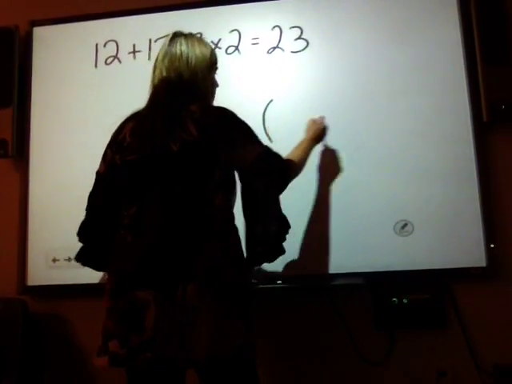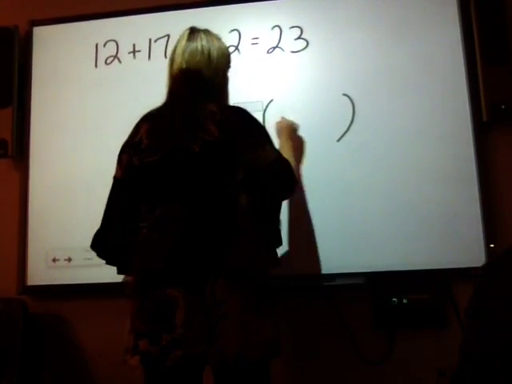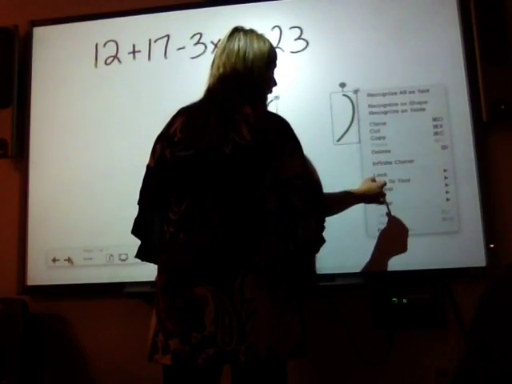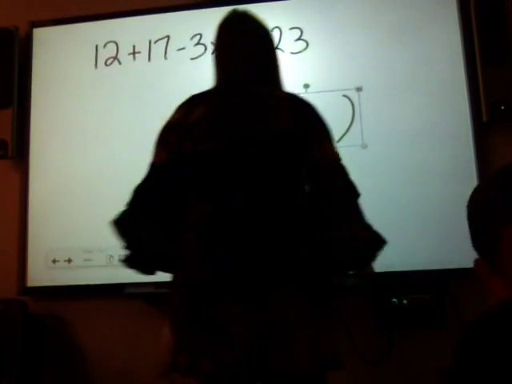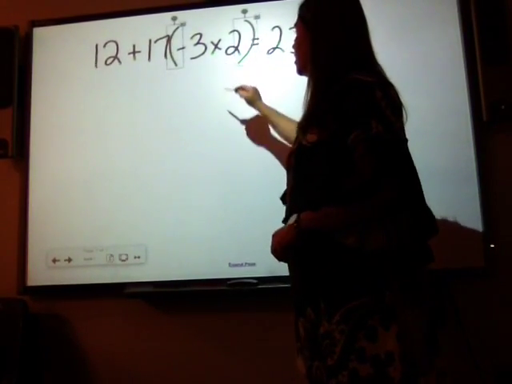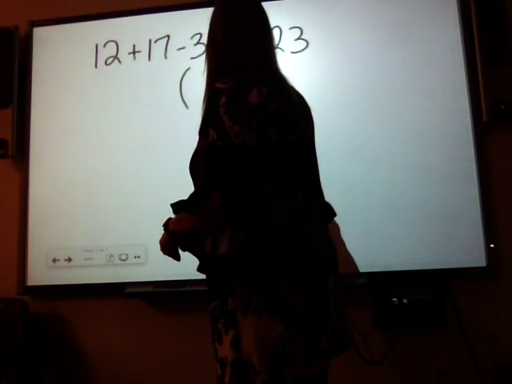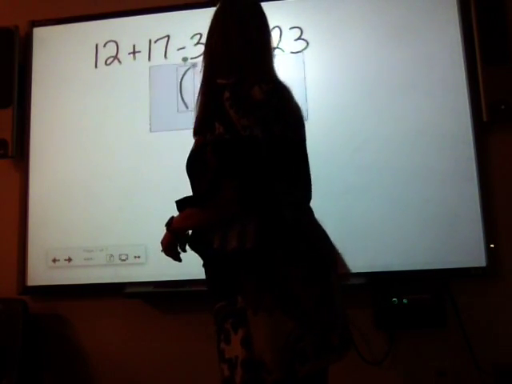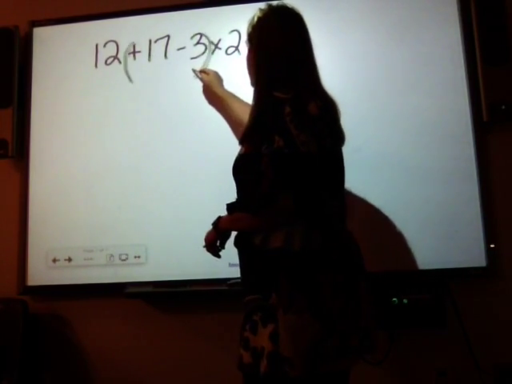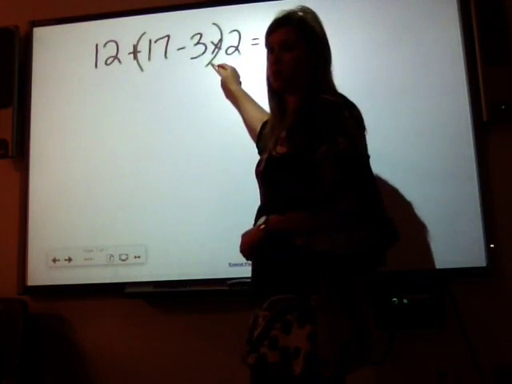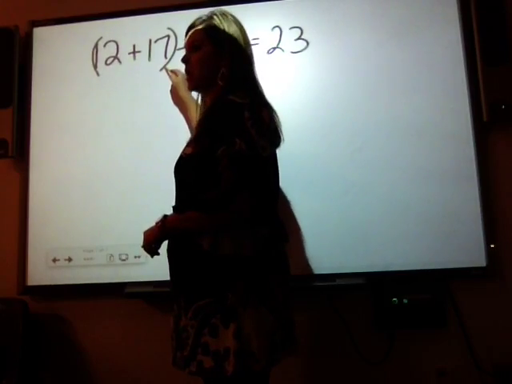So the question is, where are we going to put these parentheses? Are we going to put these parentheses around 3? No. Hang on. Are we going to put these parentheses around 3 times 2 so they can be done first? Or are we going to put them around 17 minus 3? No. Or are we going to put these parentheses around 12 plus 17?